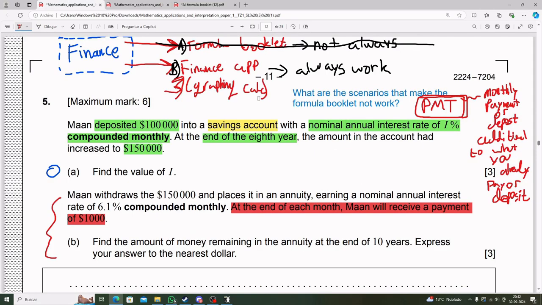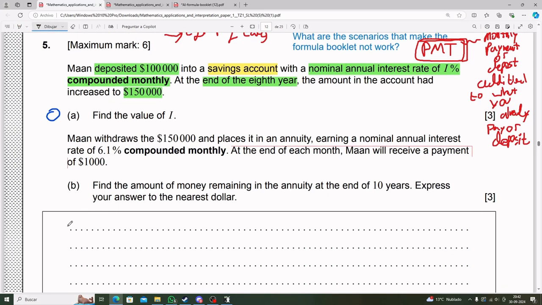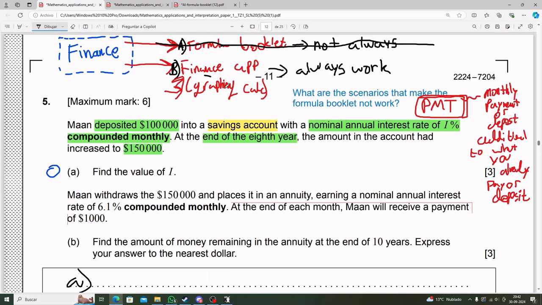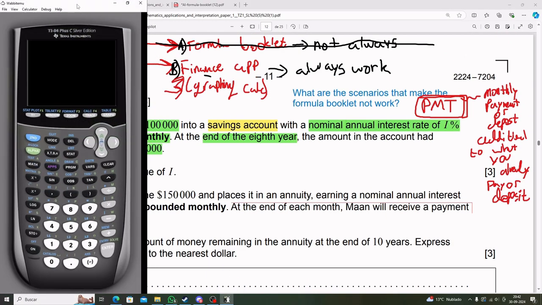I know this video is a little bit longer because I've been explaining a lot of that context, but I think it's extremely important for us to understand that immediately. So enough blah blah, let's actually get into it from now on. So for part A, we need to find the value of I. So what I suggest is, of course, since we're using the finance app, get familiar with the finance app.